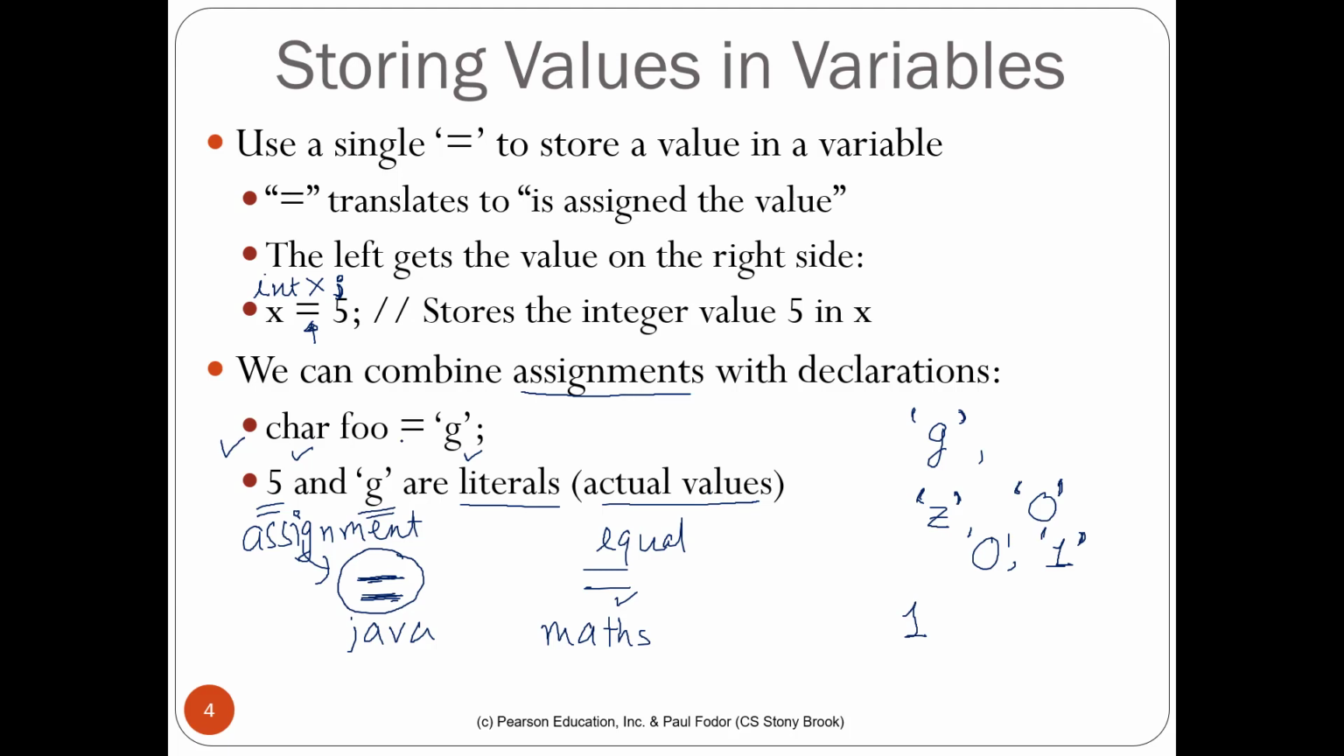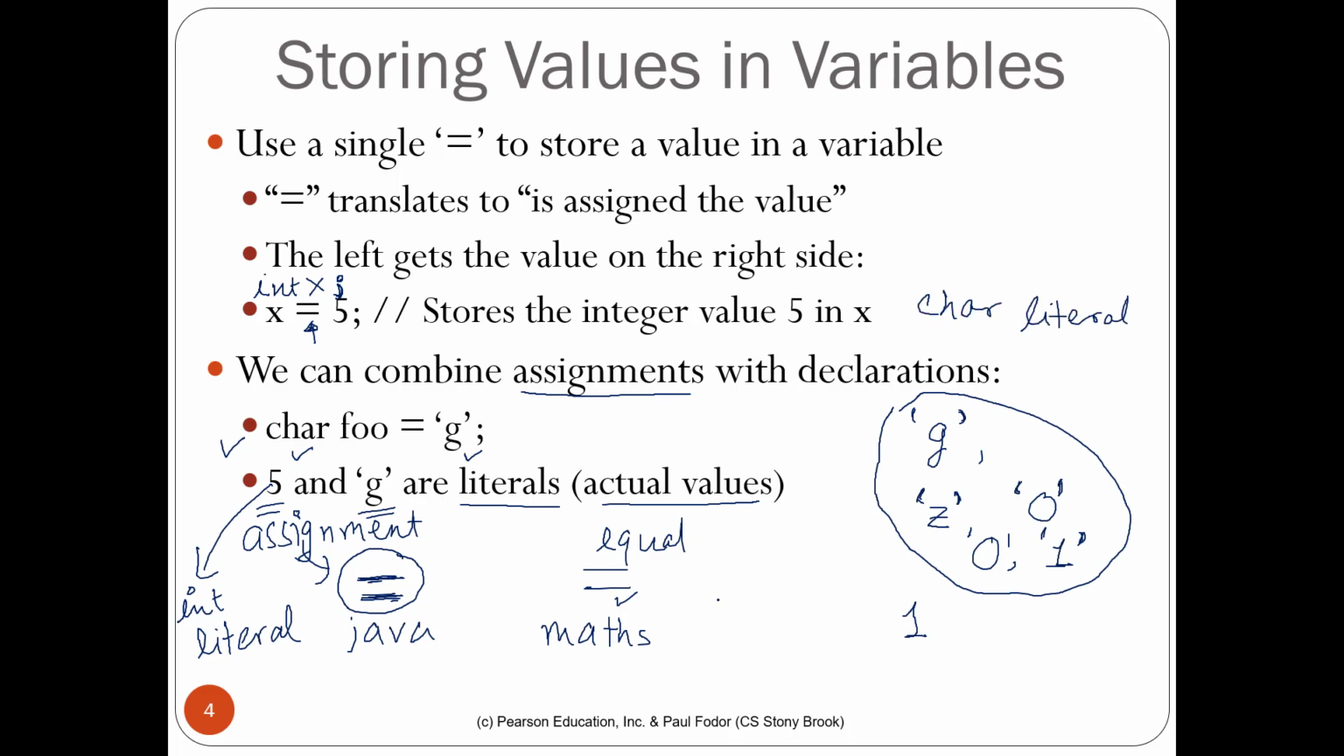So 5 is an integer literal, right? It's an int literal, and then all these things that you're looking at, these are all character literals. You can have values like 2.75. This is a double literal, and similarly you can have a string literal as well, like Sam, the name of a person. This is a string literal. Alright, great. So let's move on.